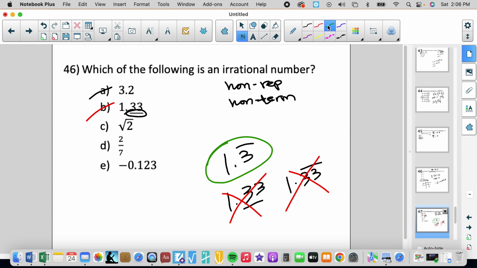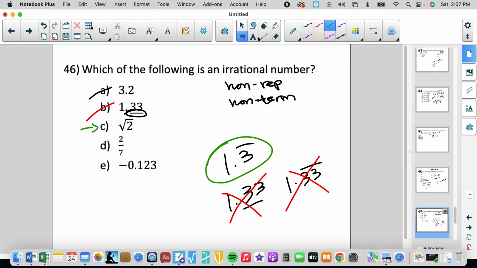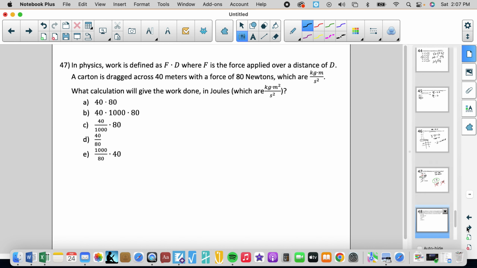C is because it doesn't repeat and it doesn't end. Non-repeating, non-terminating. So if we look at the square root of 2, no numbers repeat and it keeps going on forever. And that's a rational number that can be written as a repeating number, and this is terminating. So my answer is C. That is just, that's bad. Come on.